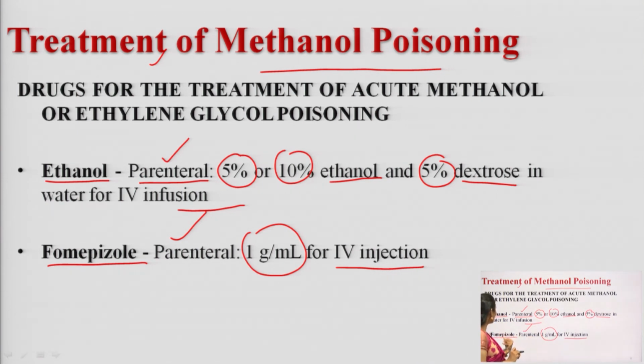Here the fomepizole is given at 1 gram per ml. So, if any person has methanol poisoning, you can suggest drugs like ethanol in combination, mixed with dextrose, given by intravenous infusion parenterally. And fomepizole is another drug which can be used at 1 gram per ml parenterally to treat methanol poisoning.